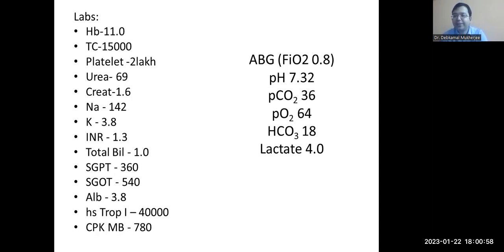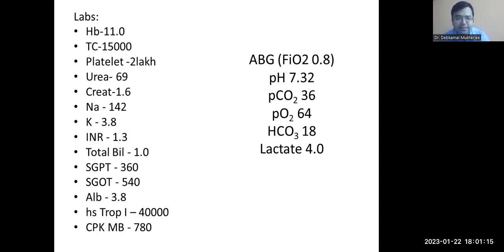High sensitivity troponin is more useful for non-STEMI ACS, where you have microinfarction, and it gives the result in 3 hours. So there it is much more helpful. While for STEMI, troponin is good enough.